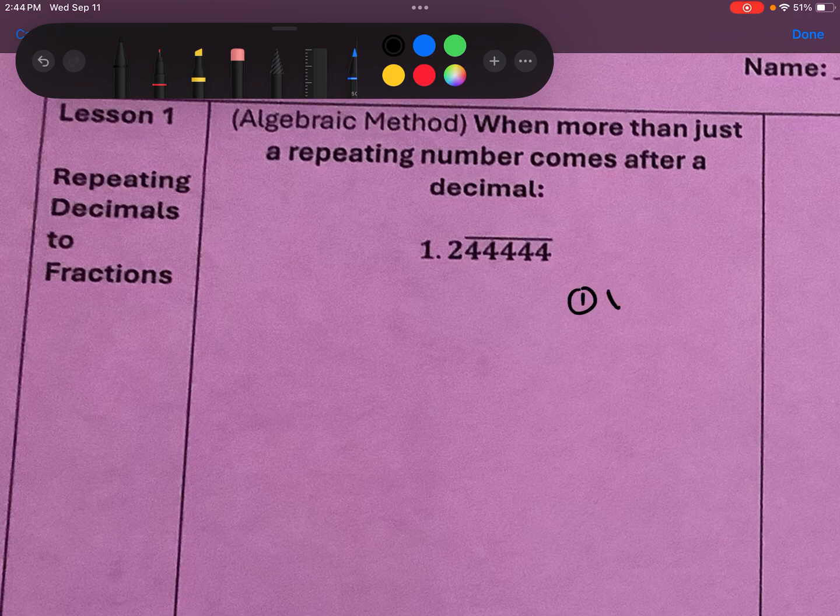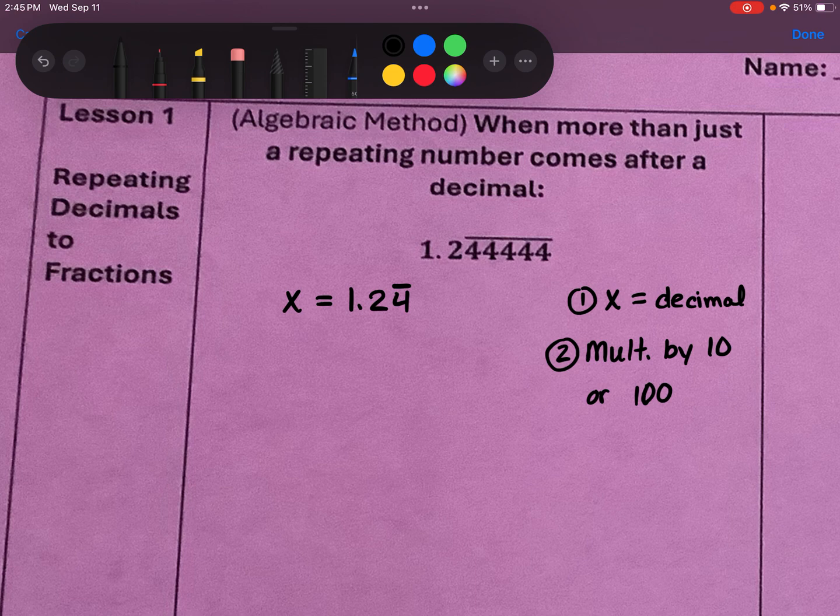Our first step is to set x equal to that decimal, showing at least one of the repeating digits. So x = 1.24, where the 4 is repeating. Your second step is to multiply by either 10 or 100. This is based on how many repeating digits there are. We have one repeating digit, which is 4, so we're only going to multiply both sides by 10. So we get 10x = 12.4 repeating.